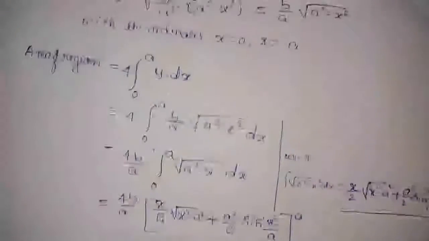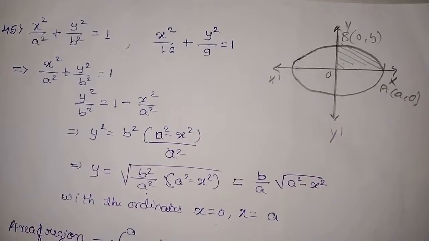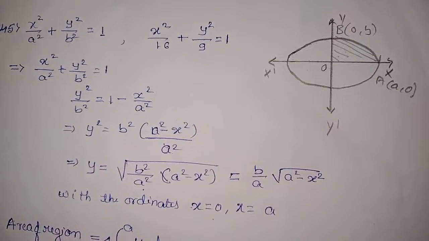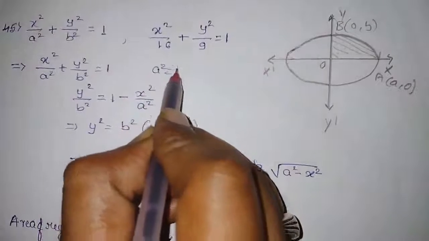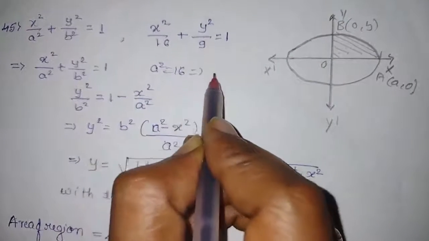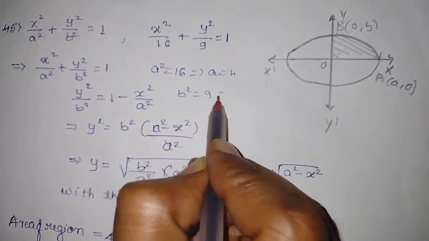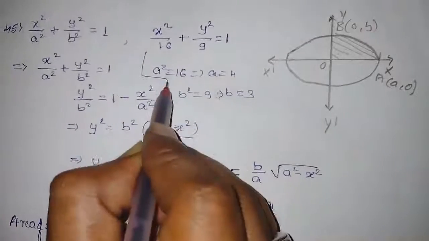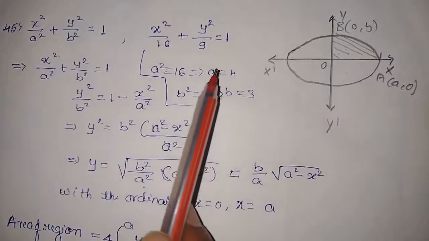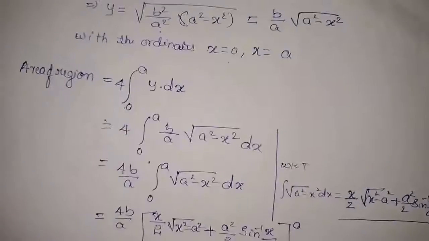In this problem we have to take one more question, that is x square by 16 plus y square by 9 is equal to 1. In this equation x square is equal to 16, which means a is equal to 4, and b square is equal to 9, which means b is equal to 3. Clear? We have to apply 4 and 3 instead of a and b in the final step.